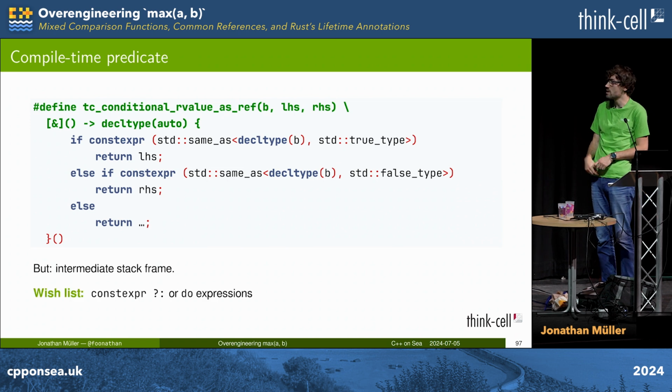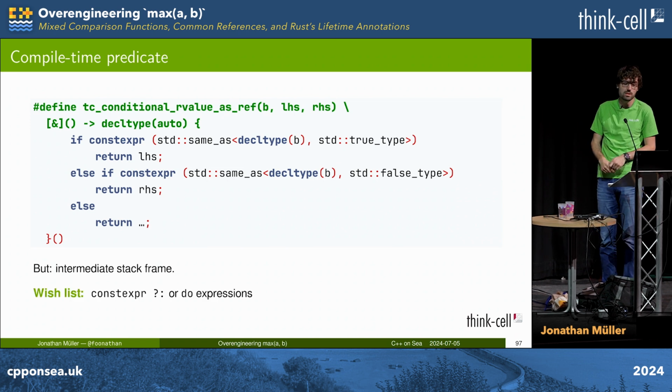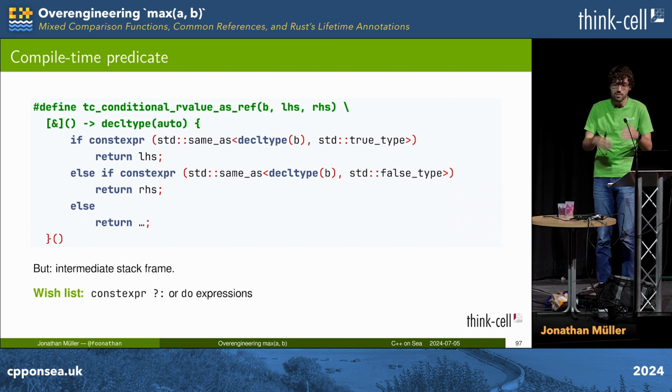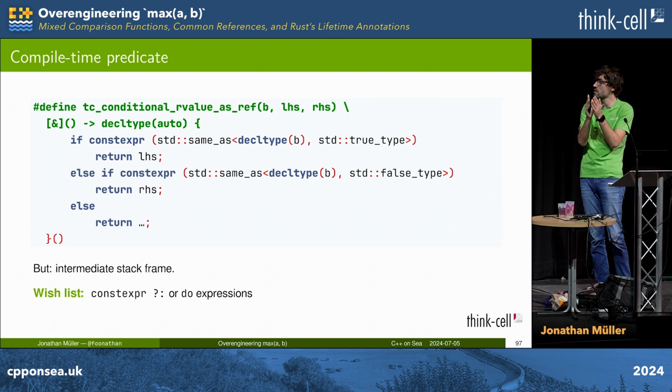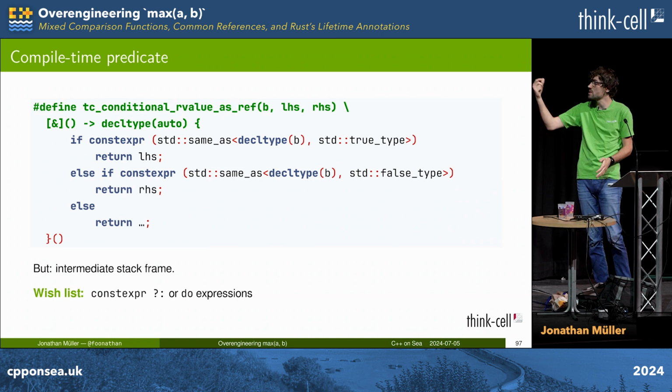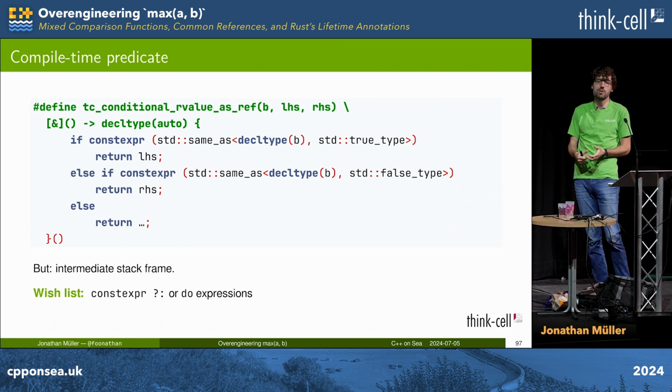So I'm really looking forward to having something like a constexpr ternary operator or do expressions to allow us to just write that inline, right? I just want to say that if the condition of the ternary operator is known at compile time, it should just select the thing at compile time and not require a common type.